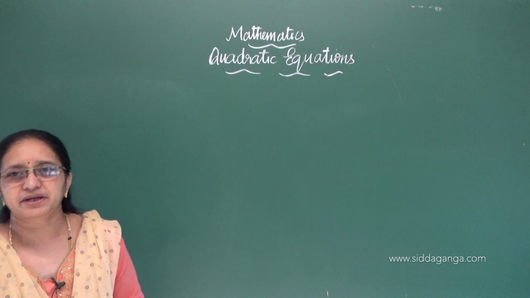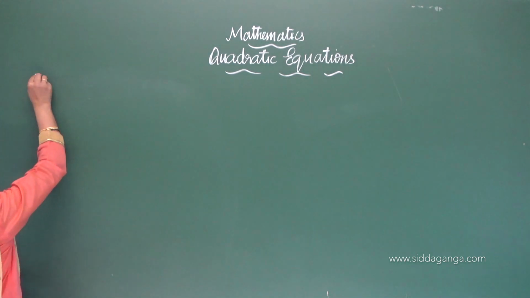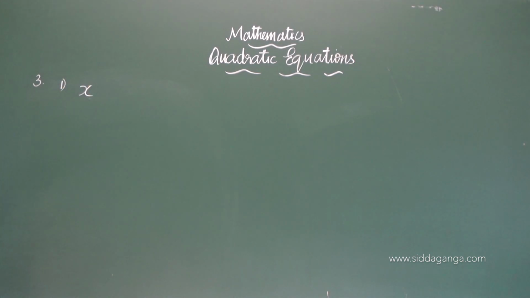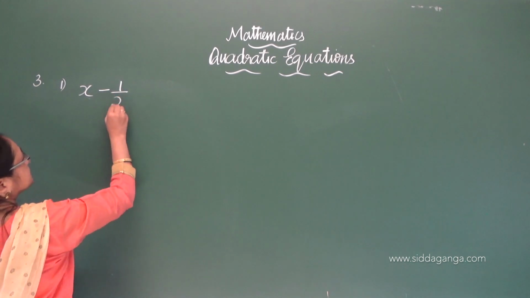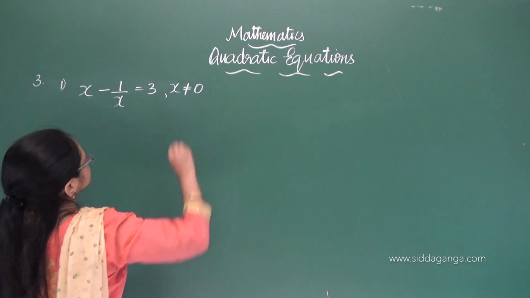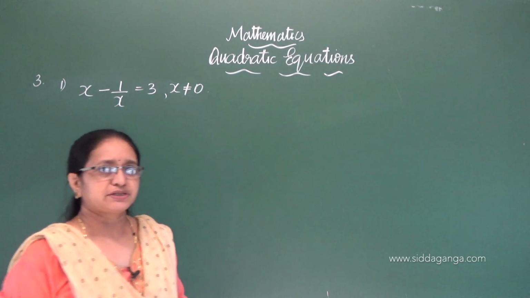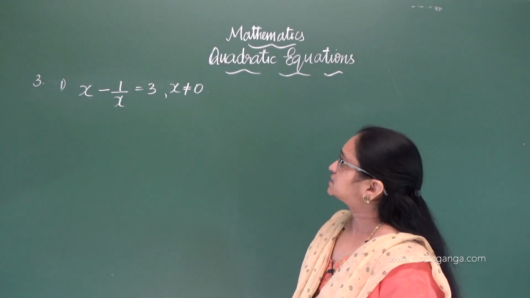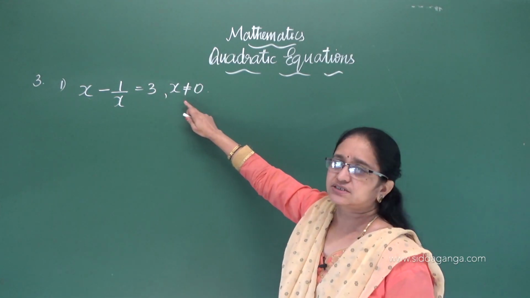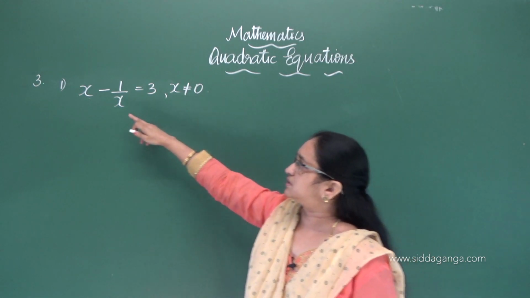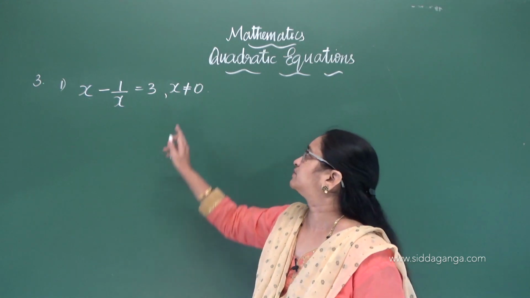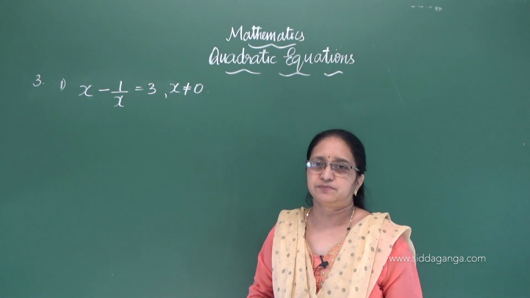Now let us see the third main. We have the question like this. Third main, first one, x minus 1 by x is equal to 3, where x is not equal to 0. So this is the question. I will just tell you the meaning of this x is not equal to 0. Why? If x becomes 0, then it will not be a quadratic equation. So they have given this x is not equal to 0.